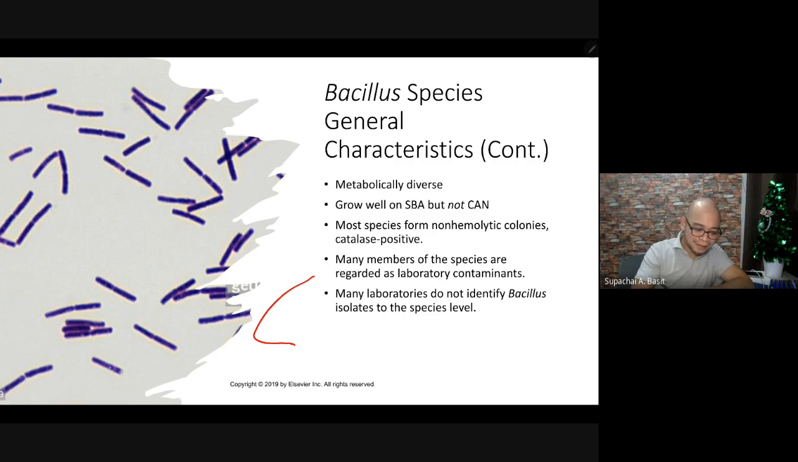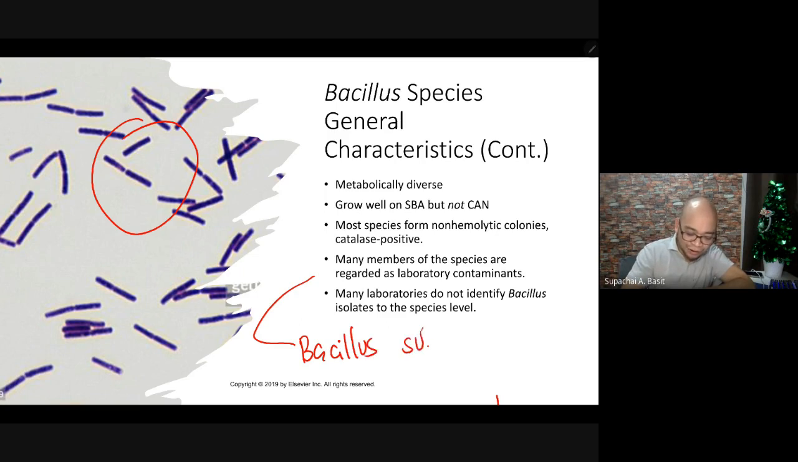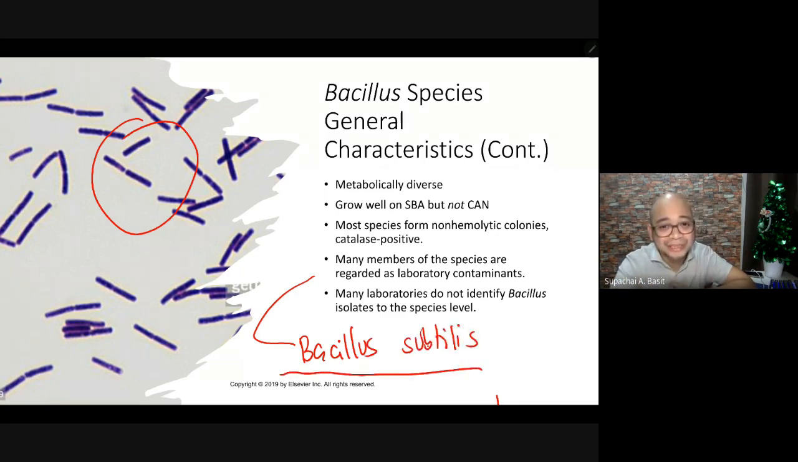Perhaps the most common laboratory contaminant is shown here. This is an example of Bacillus subtilis, the most common laboratory contaminant. Many laboratories do not identify Bacillus up to the species level, but there are two medically important species. Later on, we will be discussing them.